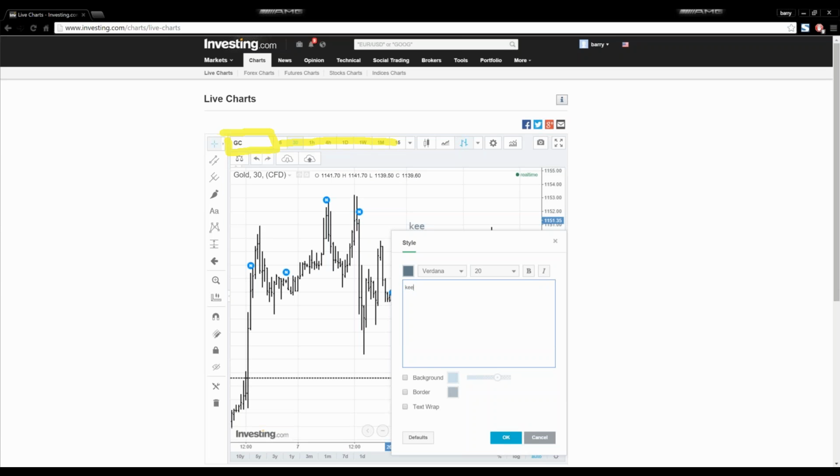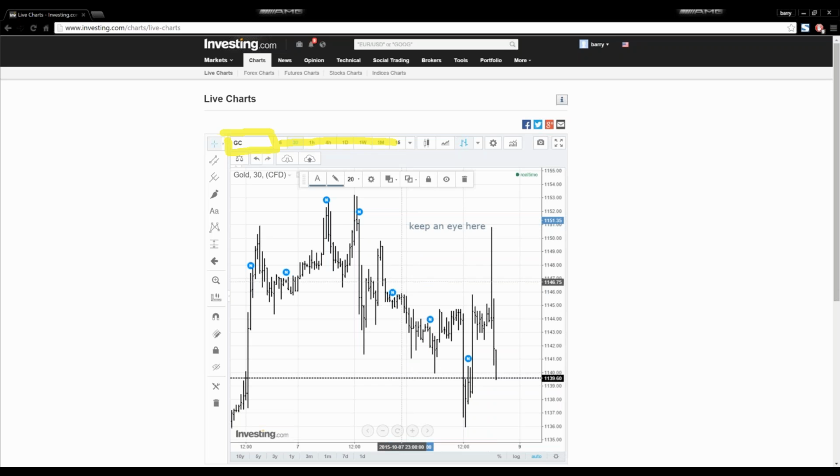So keep an eye here. And then we can write our own notes, and then we can save these charts. And once we do, we don't have to keep rebuilding them over and over. It'll keep everything we set up there. Then from there we go to all these other types of technical indicators.